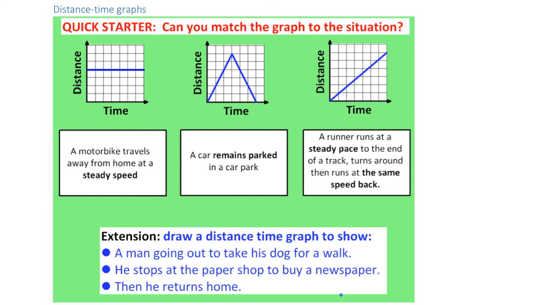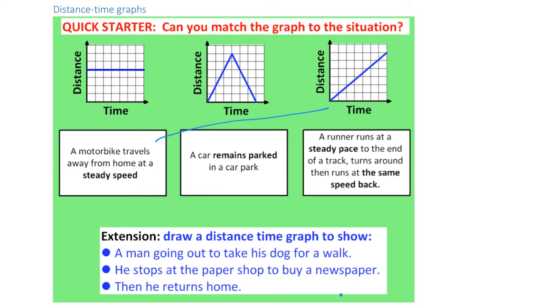What we have is, the first statement is a motorbike travels away from home at a steady speed. And that's going to be the third graph. And that's because it's a steady speed. The distance over time is constant. It's a straight line, sloping up the way. So the distance is moving away at a steady rate.